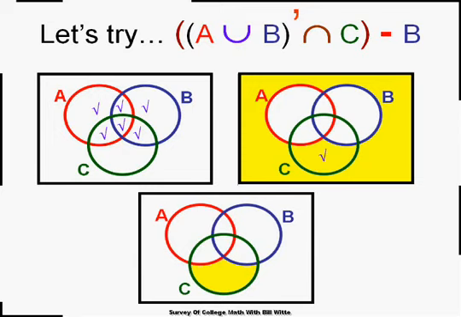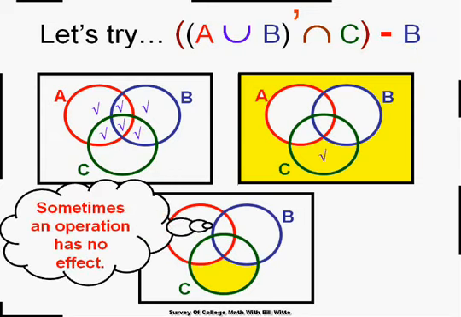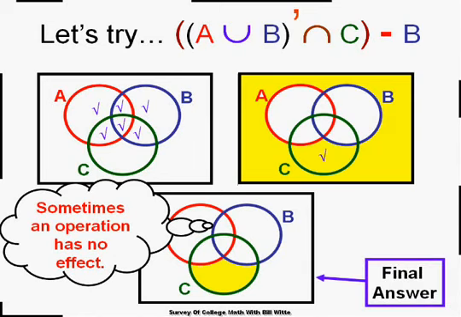Now, is that my final answer? I don't know. Sometimes these are tricky. I'm supposed to subtract B from that. Well, in that yellow area, there isn't any portion of B. Sometimes an operation has no effect. So don't think you're doing it wrong when you think you know what you're doing. You probably do. So subtracting B doesn't have any effect in this case. And that is the final answer there.